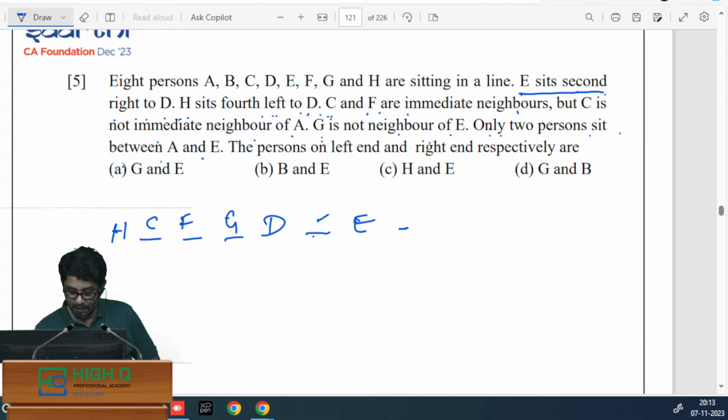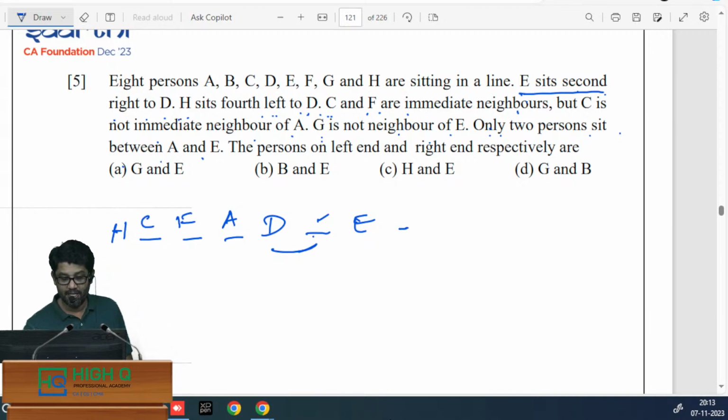Only 2 persons between A and E. So where will A come? My dear, A has to be here. Then only 2 persons between A and D is possible. Okay. Next. But C is not immediate neighbor of A. So C cannot be here. So C, F are together. They are neighbors. Okay. Where can G be, my dear?